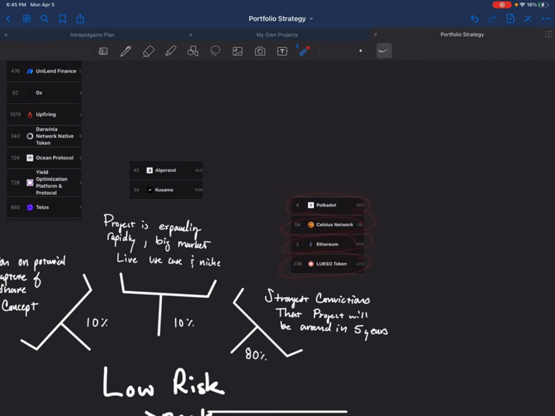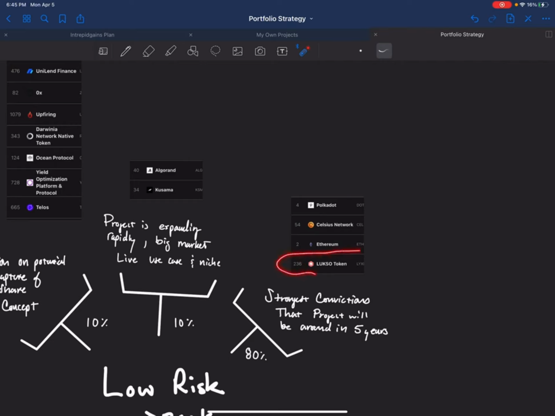I think Ethereum is going to stick around for 5 years because it already has a large share of DeFi. Polkadot's probably going to take most of the lion's share of DeFi in the future, but Ethereum will still stick around in their port together and communicate. And Ethereum is great for prototyping, etc. So I do expect it to be around in 5 years, as well as Celsius, as well as Polkadot, as well as Luxo. You'll notice that Luxo's the one that's lowest on the CoinGecko list, the market cap list.